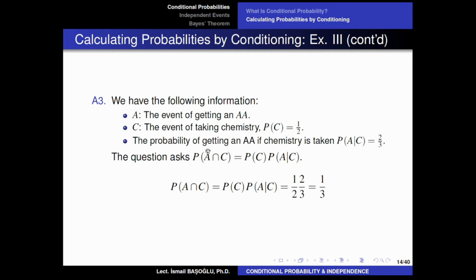Now for Selin to get an AA in chemistry, first she needs to select the chemistry. And after selecting chemistry, she needs to get an AA from that. So we are basically calculating this probability in the regular direction of time. The first event is selecting the chemistry, which has probability of 1/2, and the second event for her to take an AA given that she selects the chemistry, which has 2/3 probability. So A intersection C has this probability: probability of C times probability of A given C, which is 1/2 times 2/3, which is going to be 1/3.